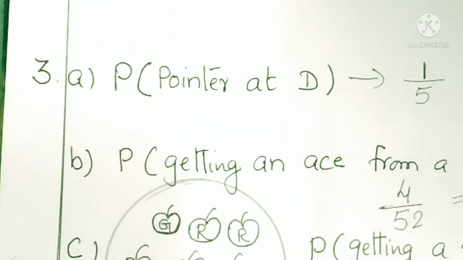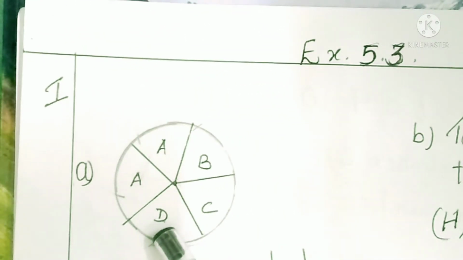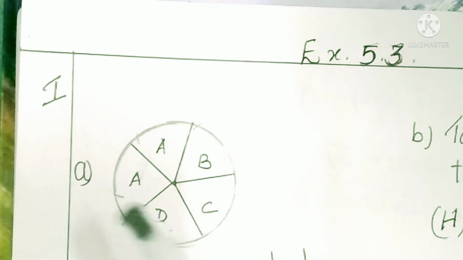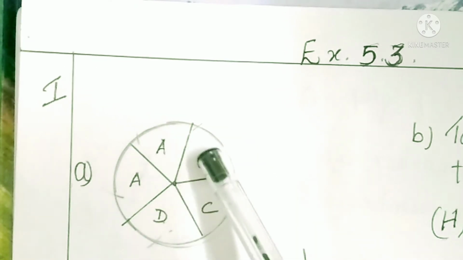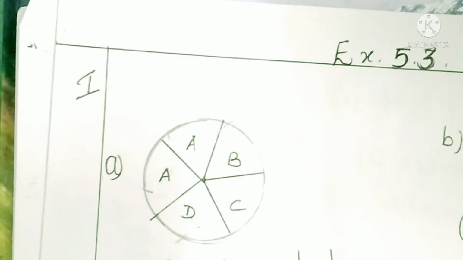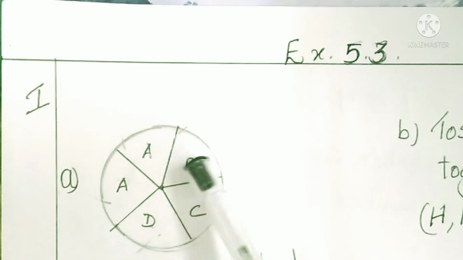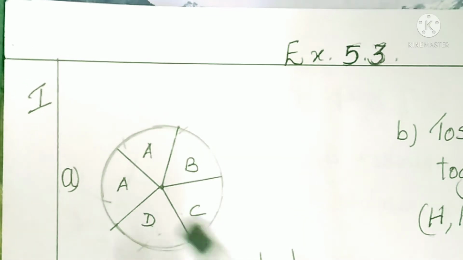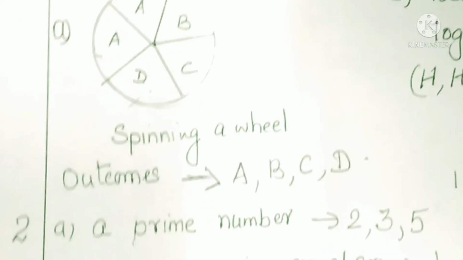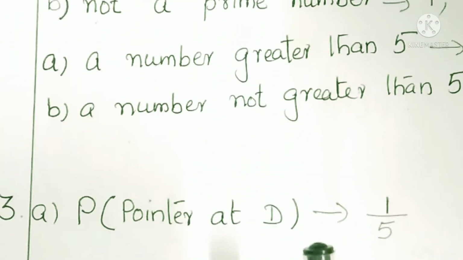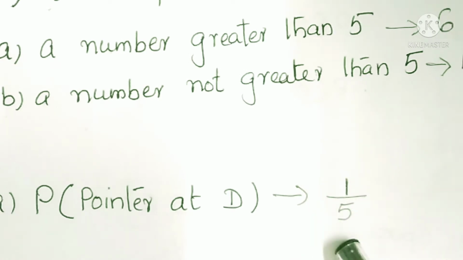Now let us see the next question. Find the probability of the pointer stopping at D in the first question, that is here. The pointer is stopping here. So what is the probability? Total how many options are there? 1, 2, 3, 4, 5. Outcomes are A, B, C, D only, and one outcome will be repeated. So total, when you see 1, 2, 3, 4, 5, out of 5, what is our favorable outcome? The pointer is pointing at D. So it is 1 out of 5.